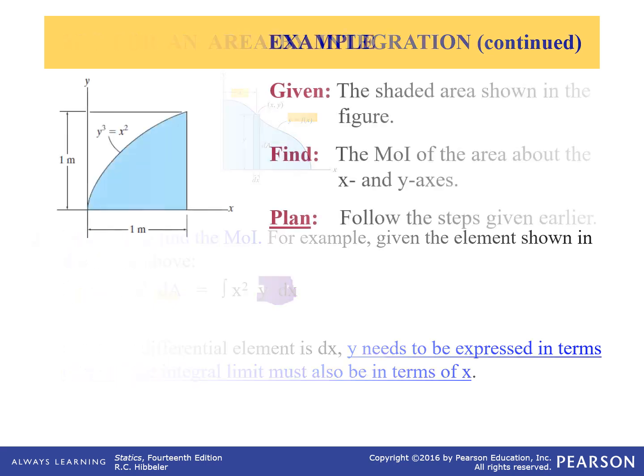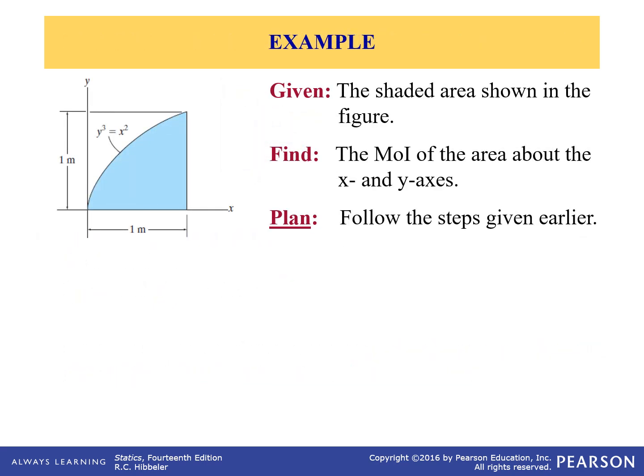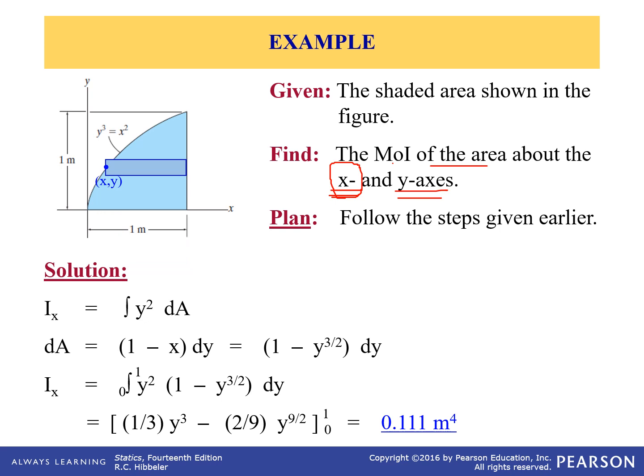Let's work on an example together. We're given this area in this figure, and we're going to calculate the moment of inertia of this area about the x and the y-axis. We're going to follow the steps. So first, let's take a look at I_x. So we know, if we're going to calculate the moment about the x-axis, it's easier for us to choose a shape that is parallel to x, then the distance between the dA and the axis is easier to figure out.